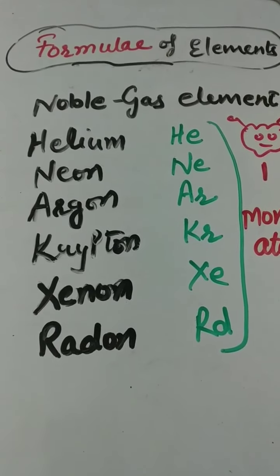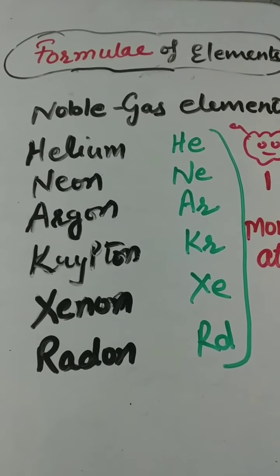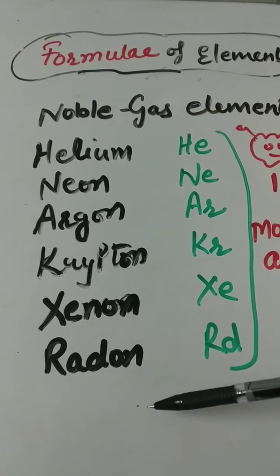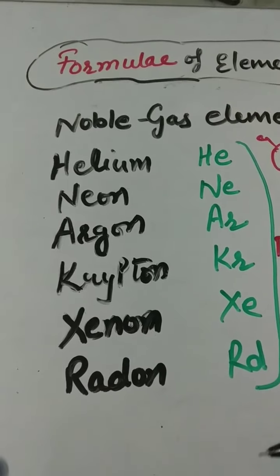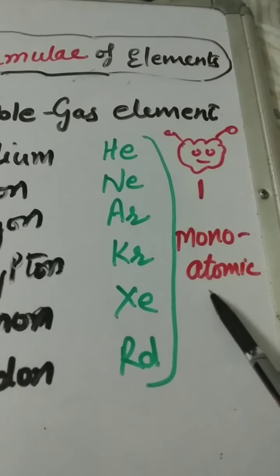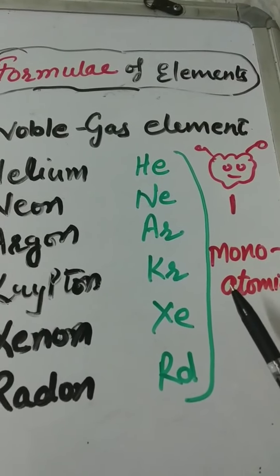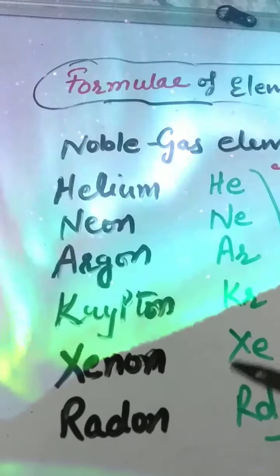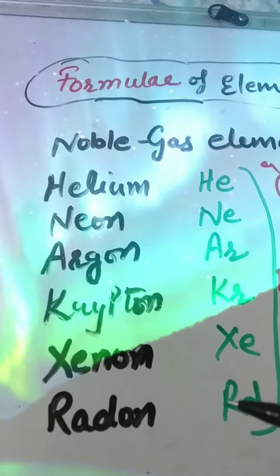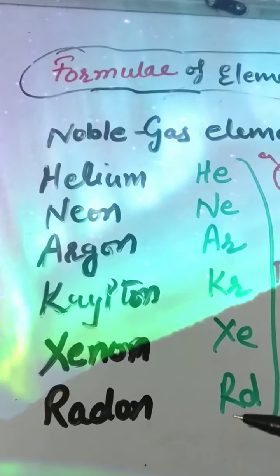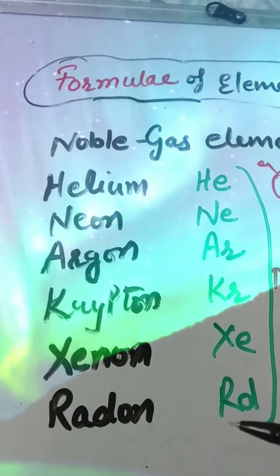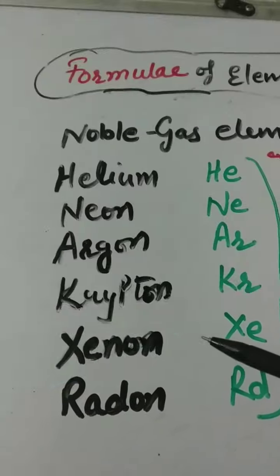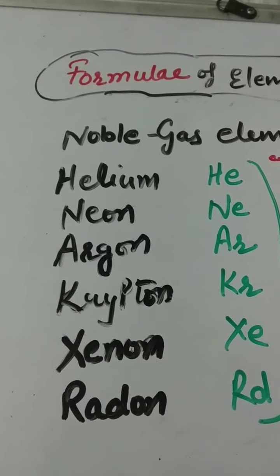An atom of a noble gas. The names of the noble gases are helium, neon, argon, krypton, xenon, radon. These are all monoatomic because these elements consist of only one atom. These are all highly inactive, and these noble gas elements do not combine with other atoms because their outer shell is fully filled, and these elements never share their electrons with others.